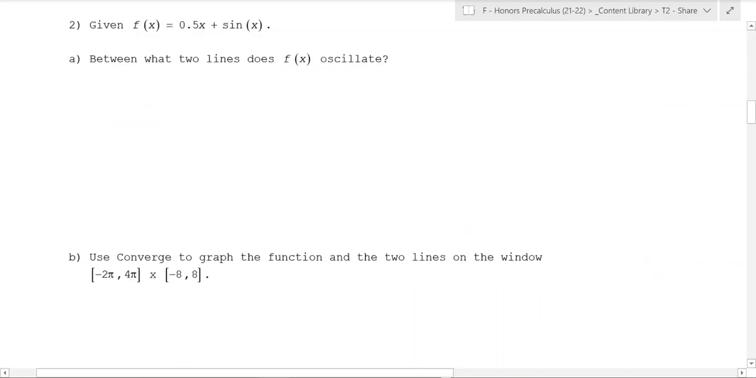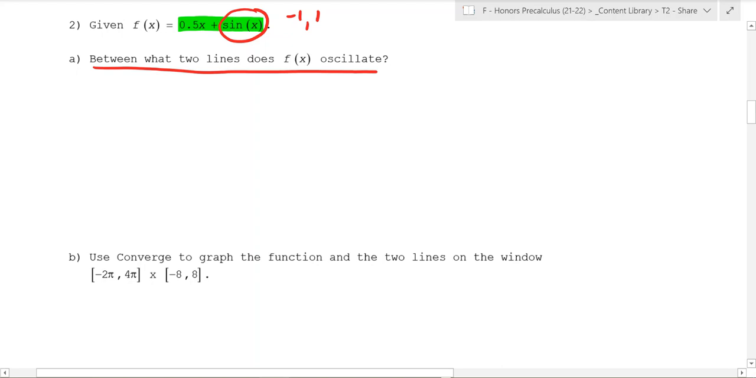So let's look at this cool function, which is 0.5x plus sine of x. We know that this part right here goes between -1 and 1. That's as small and as big as it gets, but 0.5x can get really big in either direction. You can plug in a negative infinity or a positive infinity. So between what two lines does this oscillate?